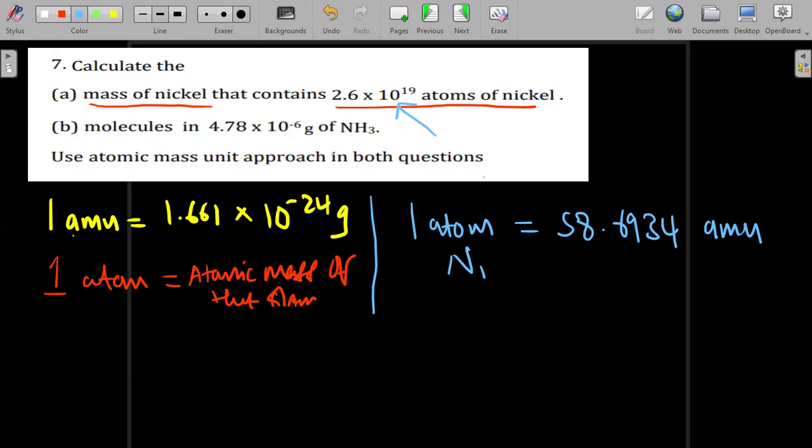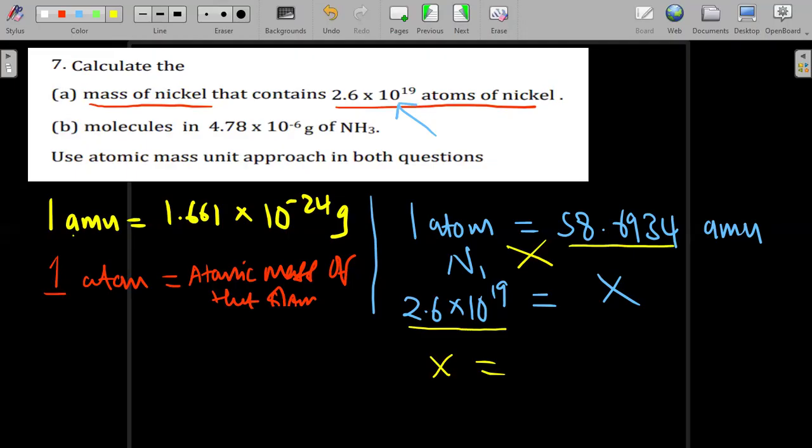How many atomic mass units are they going to have? Okay, so we are going to write here 2.6 multiplied by 10 to the power 19 is equals to X atomic mass units. Okay, so from there we're going to cross multiply. So let us cross multiply. So we cross multiply here. What are we going to have? Okay, we are going to have X is equals to, and then we multiply this number multiplied by the atomic mass unit.